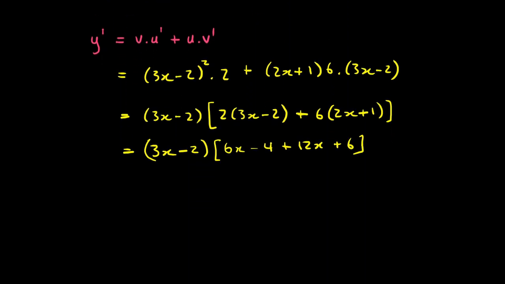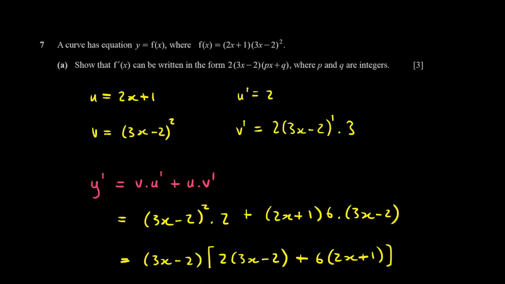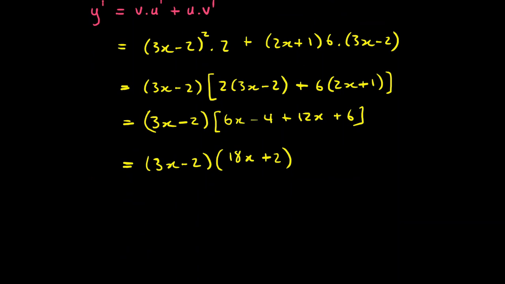And so then if I collect these terms, I'm going to get bracket 3x minus 2, bracket 6x plus 12x is 18x, minus 4 plus 6 is plus 2. And let's just check the form that the question wanted. It wanted to pull out a factor of 2, so let's pull out a factor of 2. So we've got 2, bracket 3x minus 2, bracket 9x plus 1.